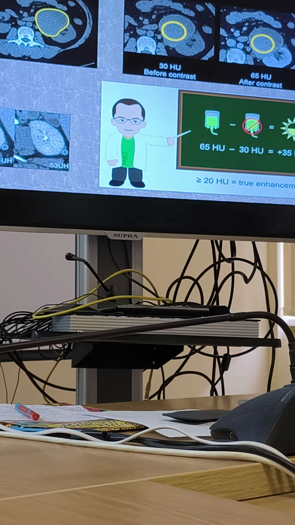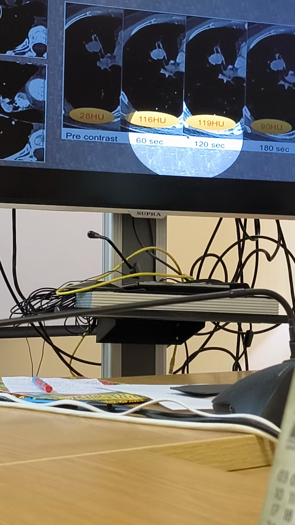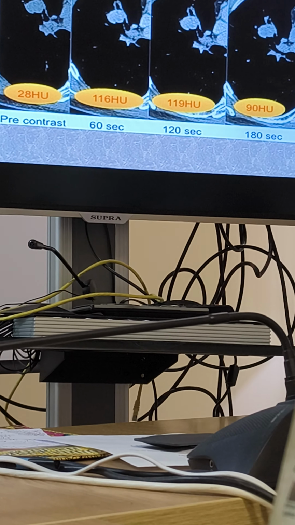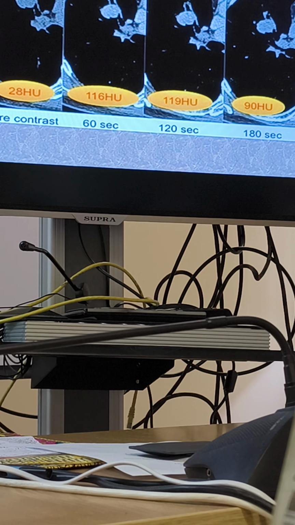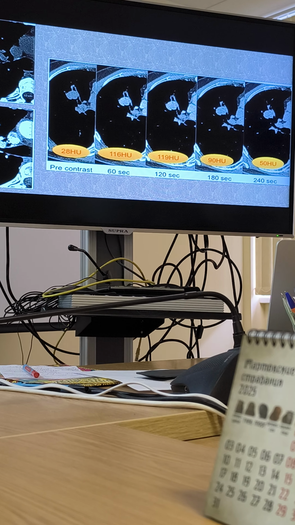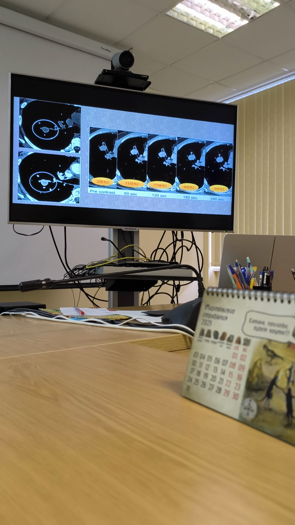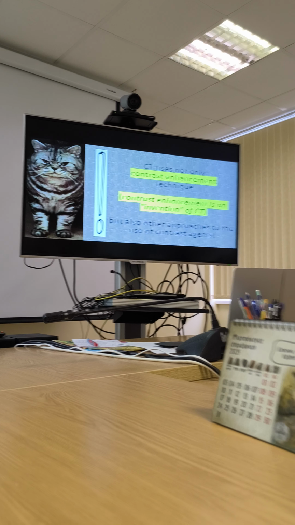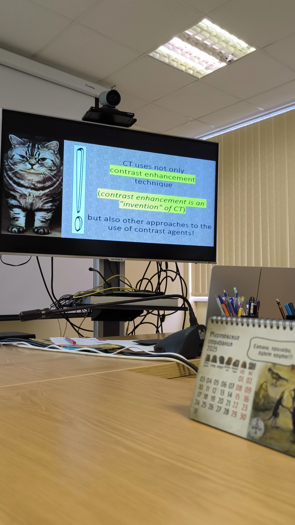And since this is a computer thing, 120, and this is a big difference, almost 90 Hounsfield units, and in the language of CT specialists, this is highly suspicious of a really malignant tumor, and especially in the lungs, it's highly suspicious. We can use contrast media in many different manners.